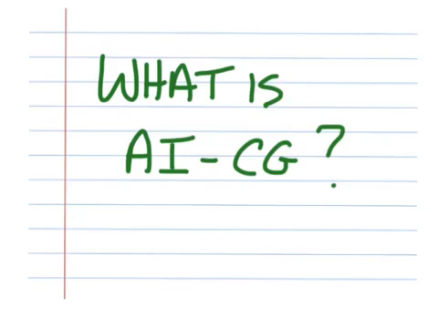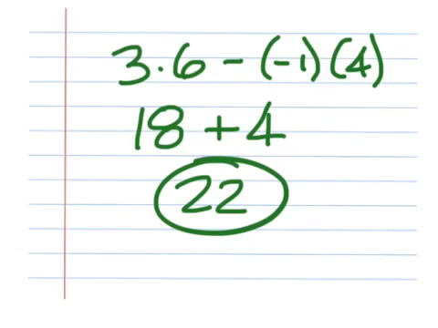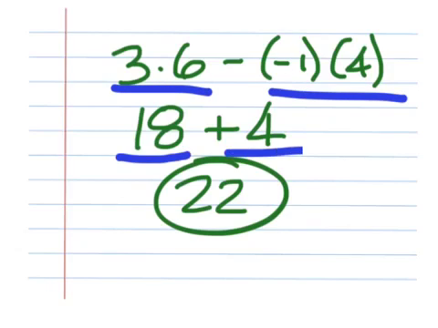What is AI minus CG? So that would be 22. You should have 3 times 6 minus negative 1 times 4. 18 plus 4 is 22.